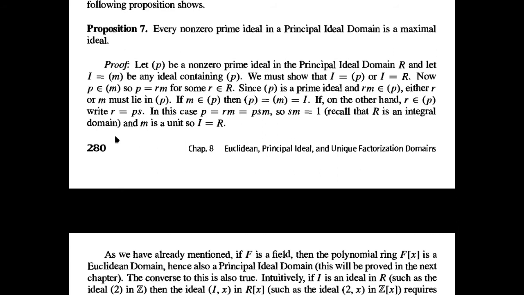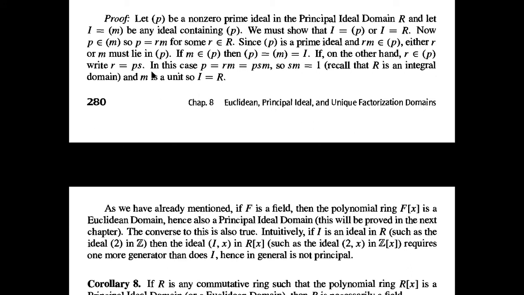Anyways, let's see. Every non-zero prime ideal in a PID is a maximal ideal, right? So P is a non-zero prime ideal in a PID, and I is some other ideal generated by m, which is also principal. Of course, everything is principal, and it contains the non-zero prime ideal. So we have to show that I is equal to the PID R itself.